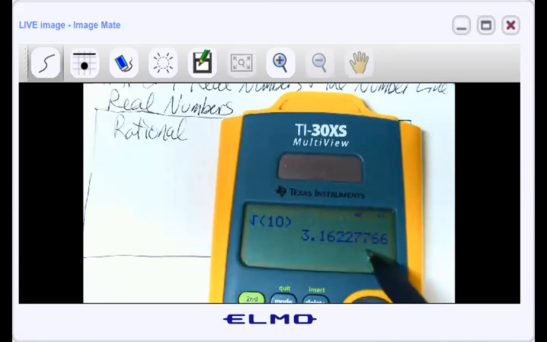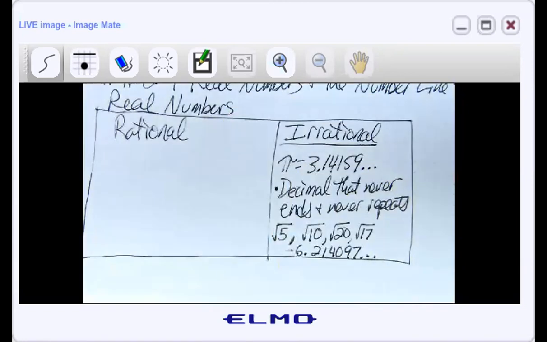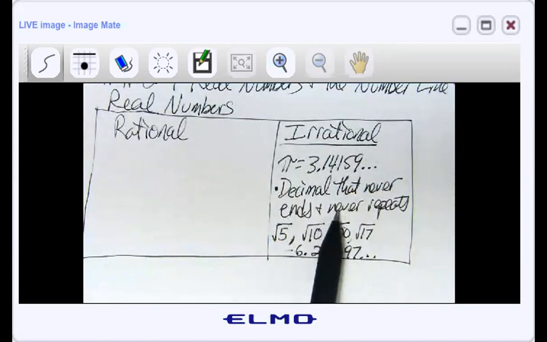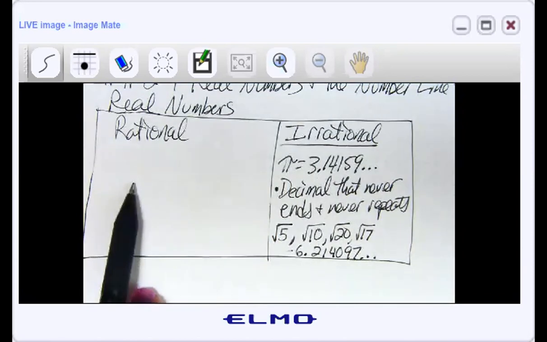But notice I also don't see a repeating pattern. I got 2 sevens there, but I don't have 7, 7, 7, 7 forever. So I don't have a repeating pattern here. Square root of 10 turns out to be a decimal that doesn't end and doesn't repeat. So even if I see it as a square root, if I were to convert it to a decimal, I'd have that decimal that doesn't end, doesn't repeat. Okay? So that's all I need to be irrational. If it doesn't fit this, it's automatically this.